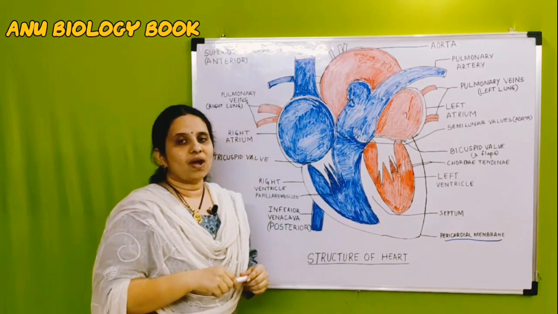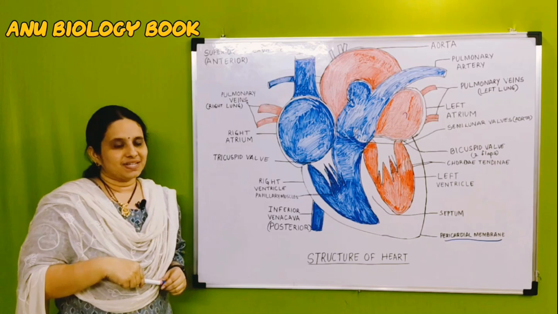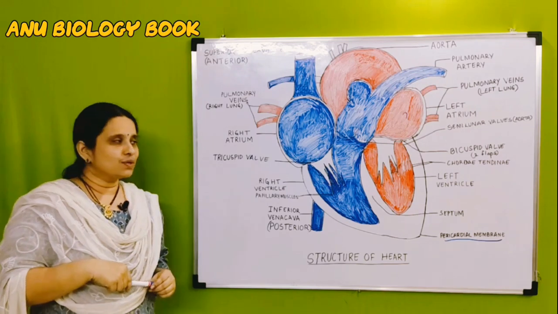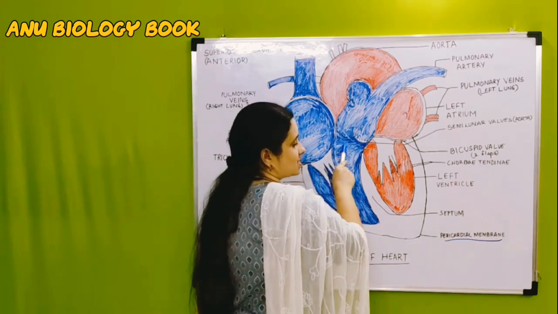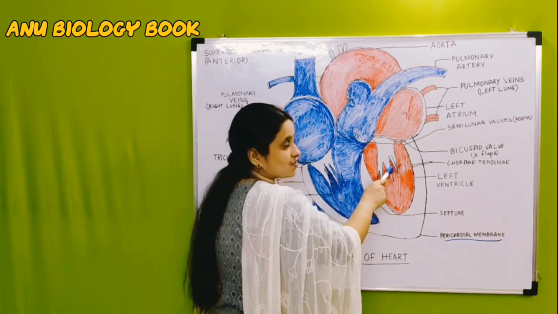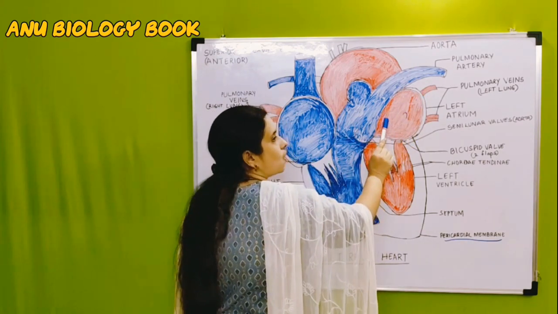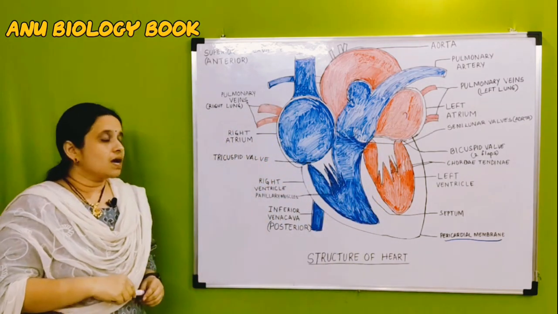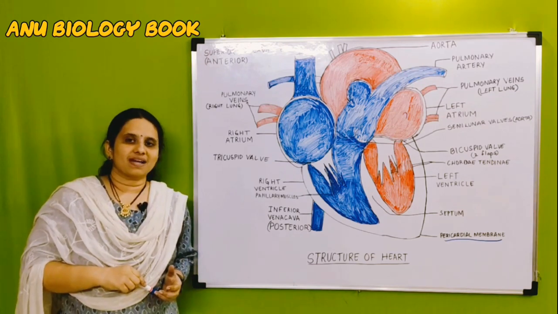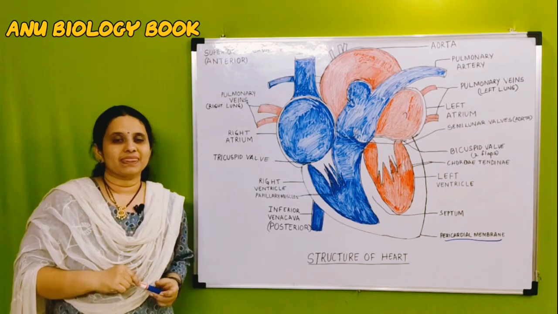Here, one more point you have to remember, that veins always enter into the atria and arteries always arise from ventricles. If you see here, the pulmonary artery and systemic aorta have arisen from the right ventricle and the left ventricle. Right? So here we have seen the two important arteries, the pulmonary artery which arises from the right ventricle and also the systemic aorta which arises from the left ventricle.